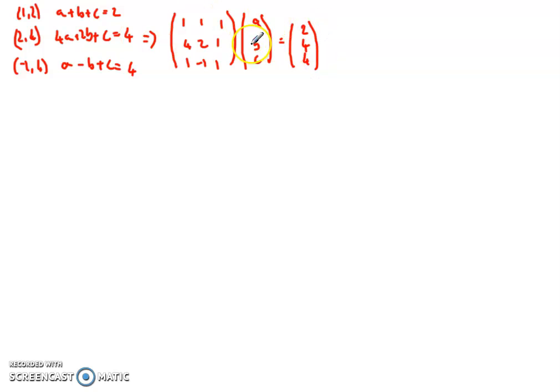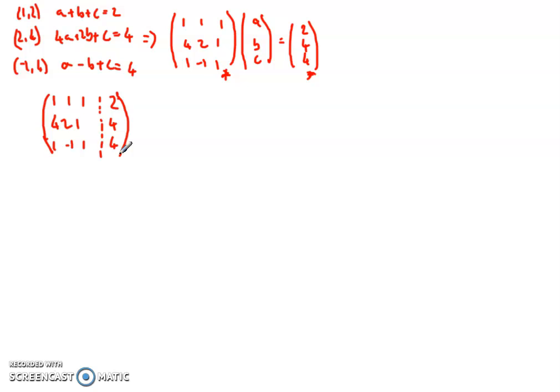Now that I've got that, I can create my augmented matrix, which combines these 2 matrices together in a more compact form. That will give me 1, 1, 1, 2, then 4, 2, 1, 4, and 1, negative 1, 1, and 4. So I've now got the augmented matrix representing this system of equations.